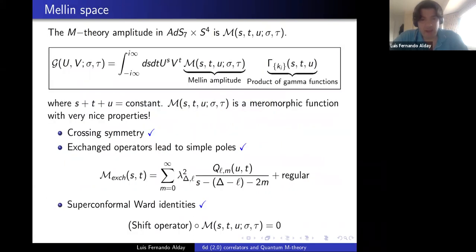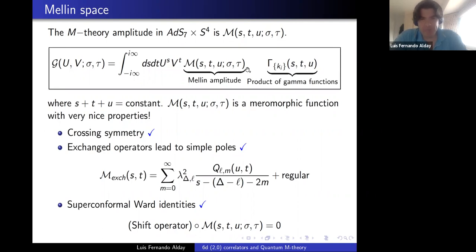And a better way is to try to use a Mellin representation of this correlator in space-time. So the Mellin representation, given the correlator of U and V, sigma and tau in space-time, we define a Mellin amplitude, which is a function of 3 Mellin variables, s, t, and u, and also sigma and tau. And here there is a product of gamma functions, which I am not writing down explicitly. And here s plus t plus u is equal to a constant.